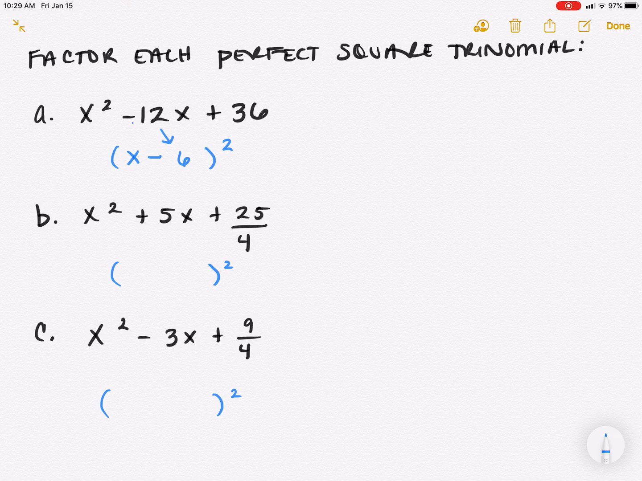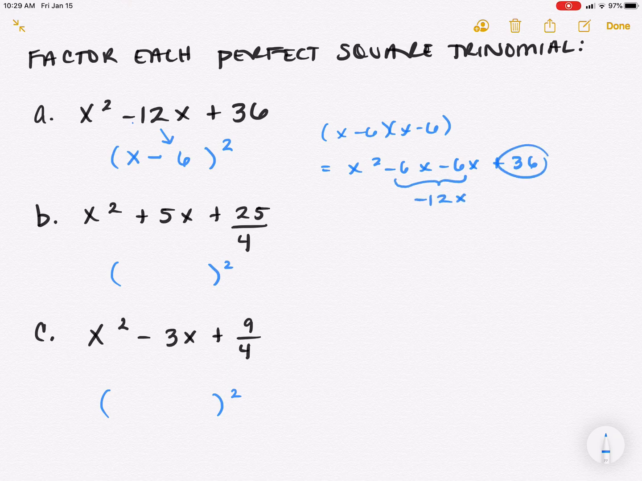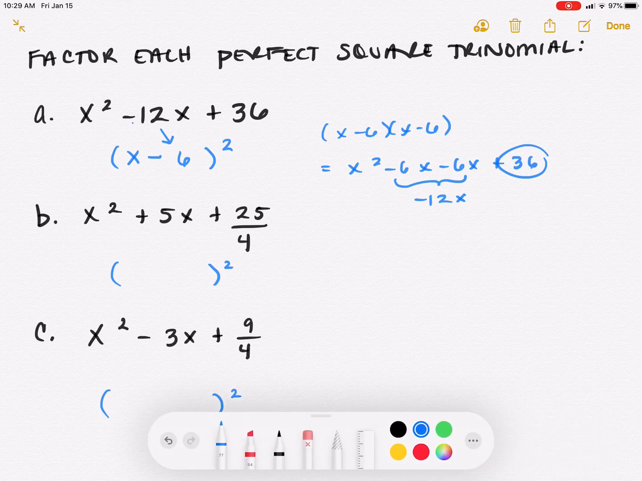Okay, and so you can see here that if I take x minus 6 and x minus 6, when I multiply this out, the middle terms are going to add to make negative 12x, and it's going to multiply to make 36, okay? So I'm not going to keep doing that for all the problems. I just want you to see how this works.